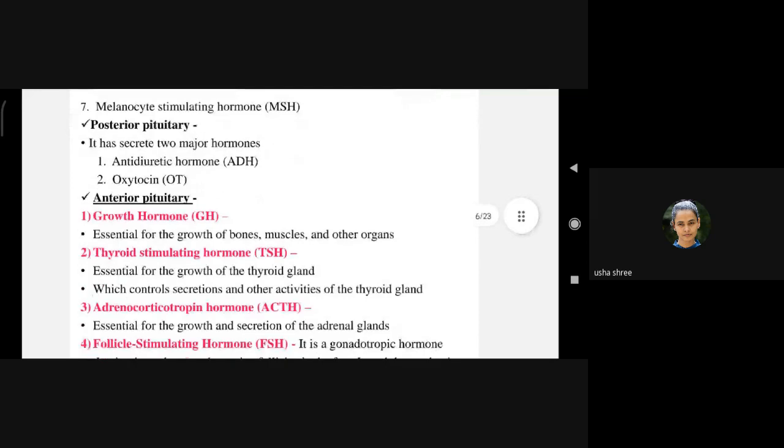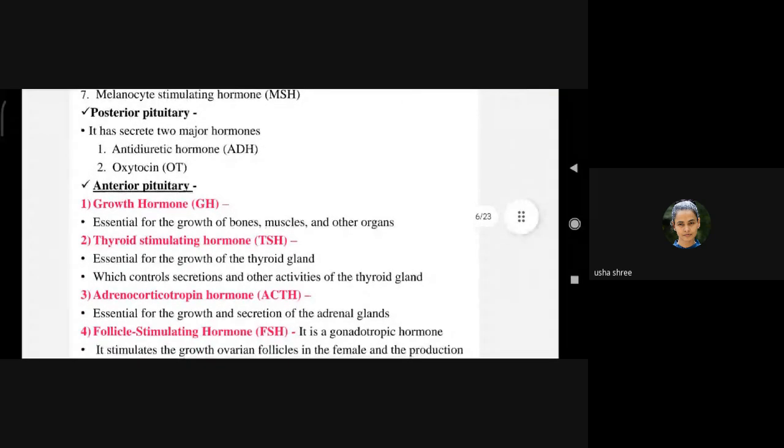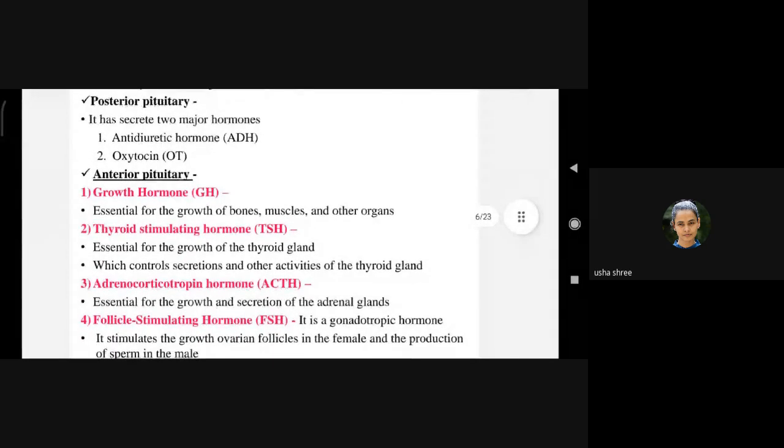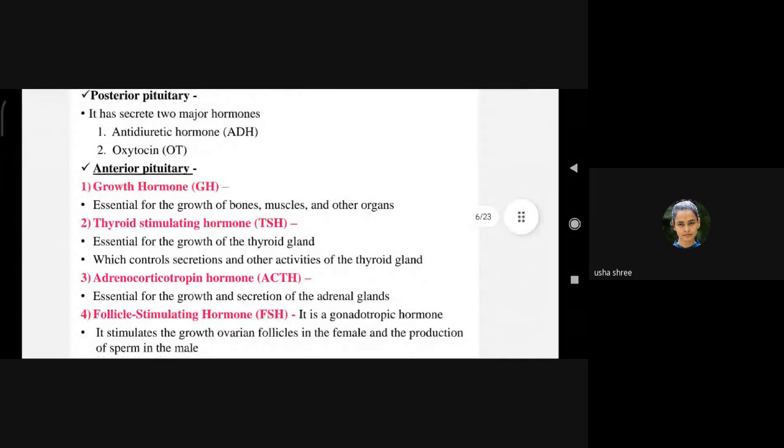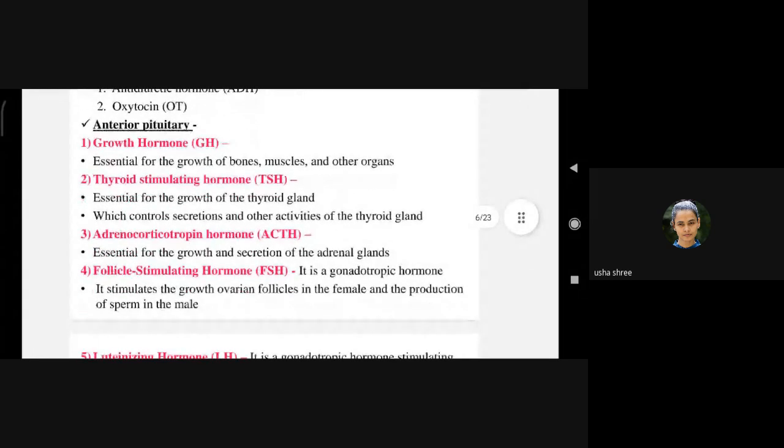And then according to the demand of the body, these two are secreted from the posterior pituitary. Now, the hormones of the anterior pituitary are: first, growth hormone, essential for growth of bones, muscles, and all other organs of the body. Means growth hormone is essential for all the body tissues. Each and every tissue needs growth hormone.